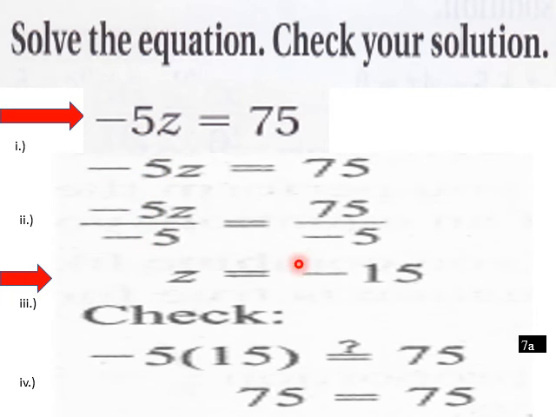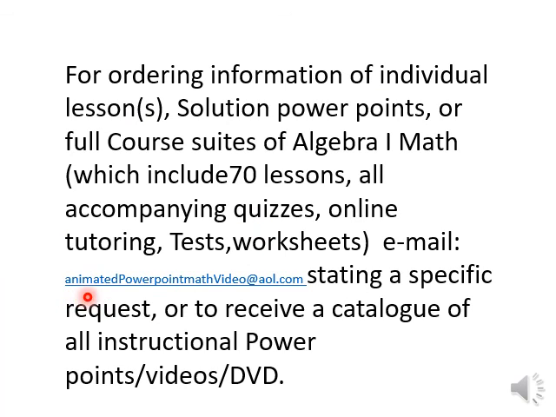So we're going to divide through by negative 5 on both sides. We're going to end up with z, then 75 divided by negative 5 is negative 15. Then our check, we plug back in our negative 15 here. They didn't put in negative here, it should be a negative here. So negative 5 times negative 15, does that equal 75? Yes, it does equal 75. So it checked, so it is a solution. That's your classwork for today.